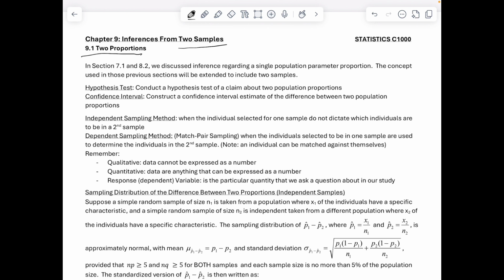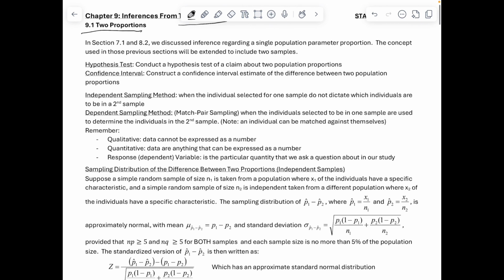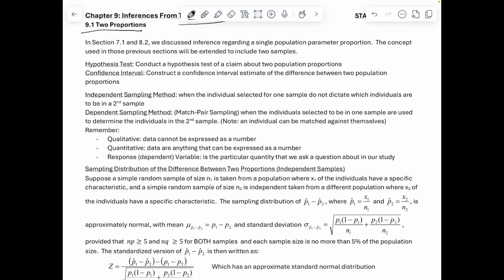And it says in sections 7.1 and 8.2, we discuss inferences regarding a single population parameter, proportion. The concepts used in these previous sections will be extended to include two samples now. So a hypothesis test, again, is to conduct a hypothesis test of a claim about two population proportions. And we're going to be using confidence intervals also, to construct a confidence interval estimate of the difference between the two population proportions.